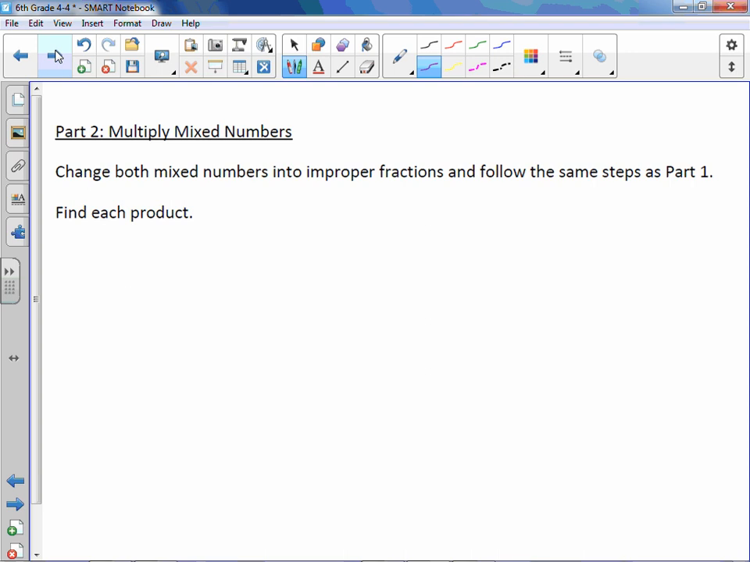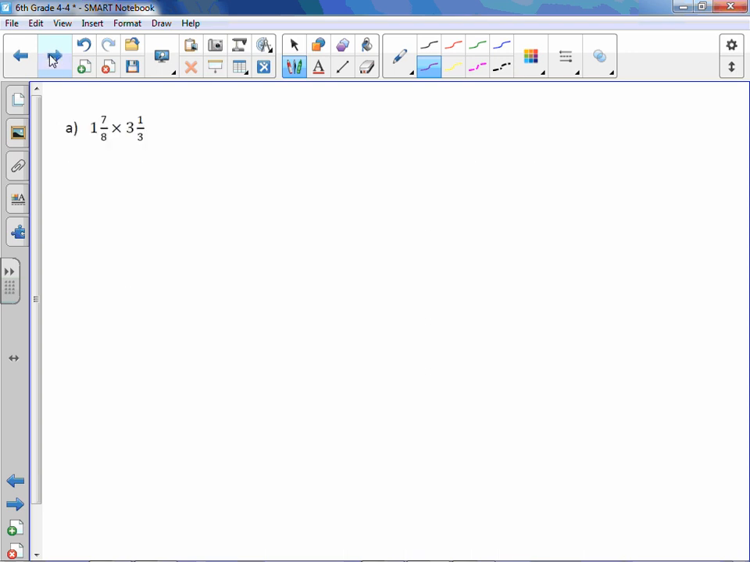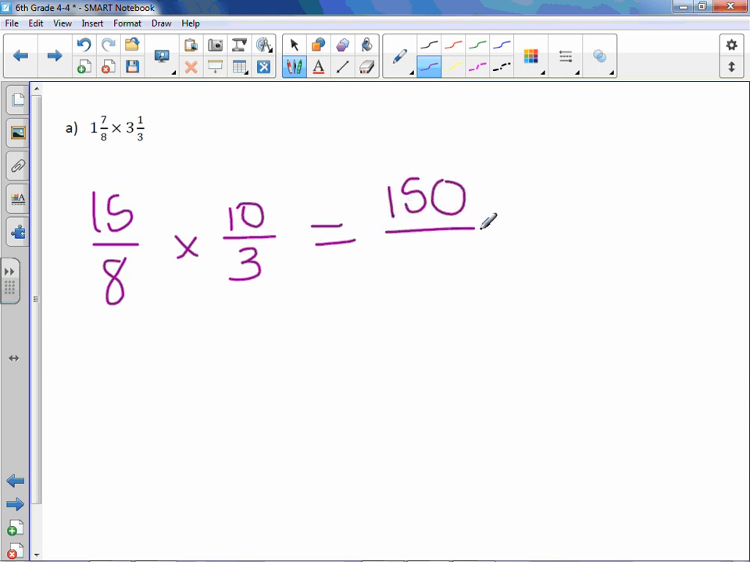This time we're going to multiply a mixed number times a mixed number. We're going to do the same thing we did before as far as changing the mixed numbers into improper fractions, only this time we're going to have to do it to each number. So 1 7/8 is 15/8 as an improper fraction. And 3 1/3 is 10/3. Multiply across. 15 times 10 is 150. 8 times 3 is 24.